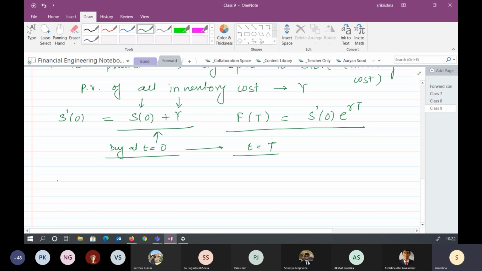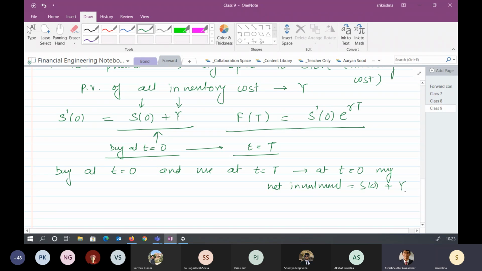Let's try to understand. We can buy at t is equal to 0 and use at t is equal to capital T, right? In that case, at t is equal to 0, my net investment will be what? S naught plus Y, right? Or we enter into the forward contract.